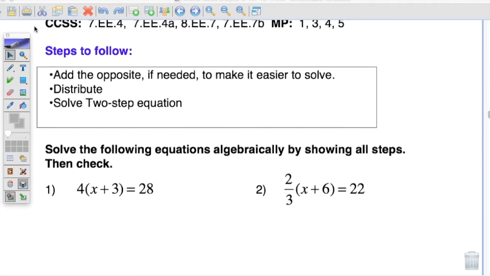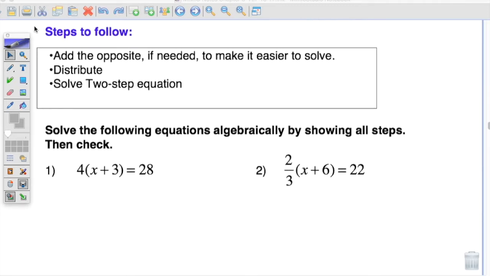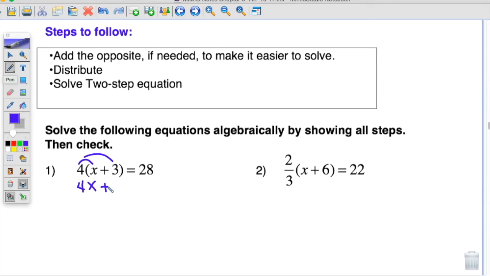So we're going to solve the following equations algebraically by showing all steps, and then check your solution. So in number 1, we have 4 times the sum of x plus 3 is equal to 28. It's addition, so you don't need to change anything, but we do have to distribute the 4 to the x and the 4 to the 3. So 4 times x is 4x, plus 4 times 3 is 12, and it's equal to 28.